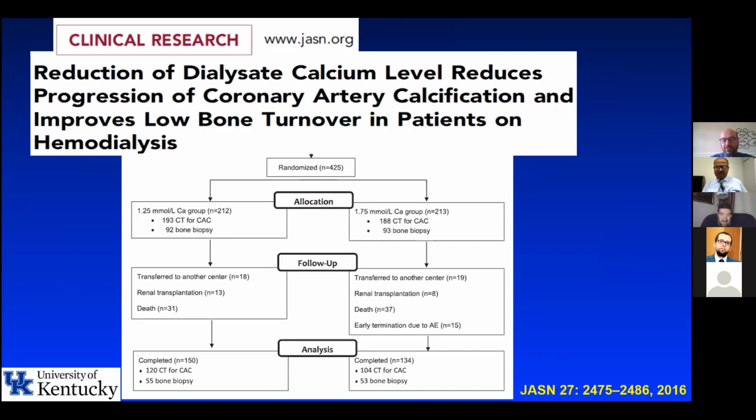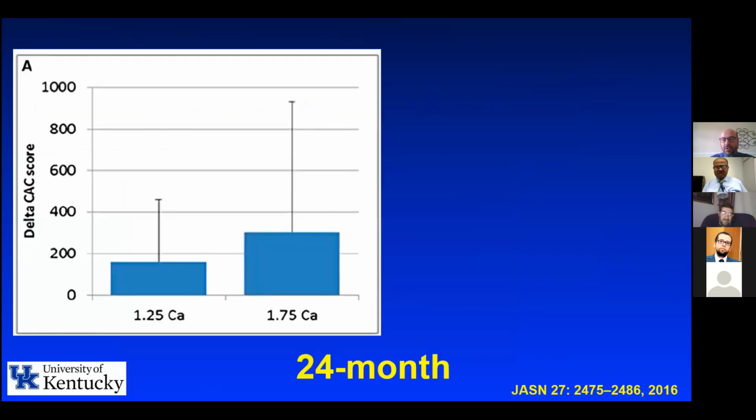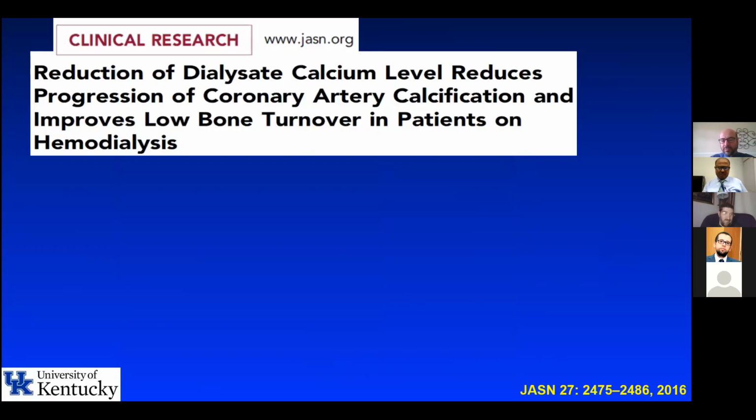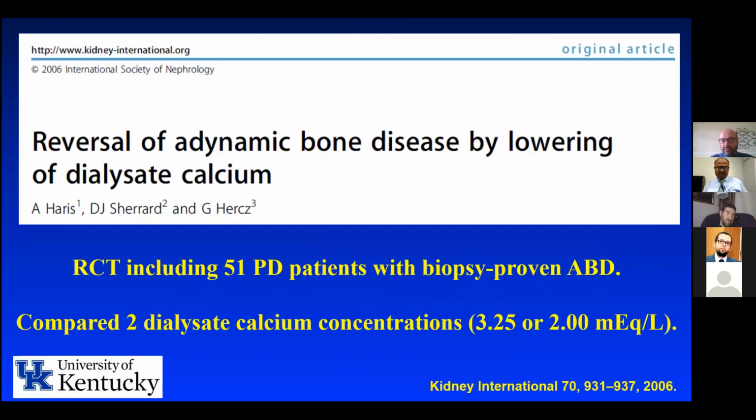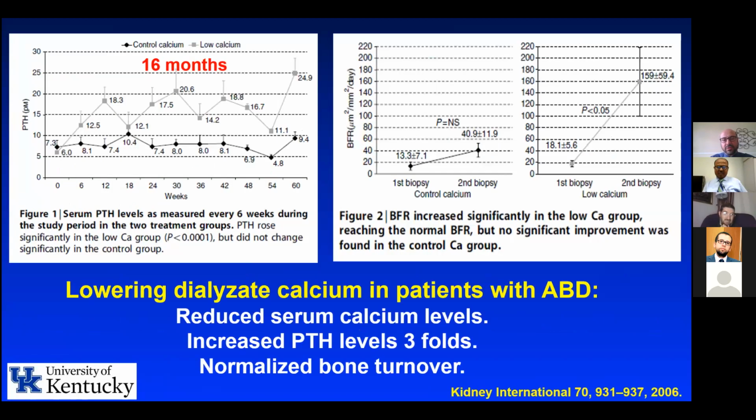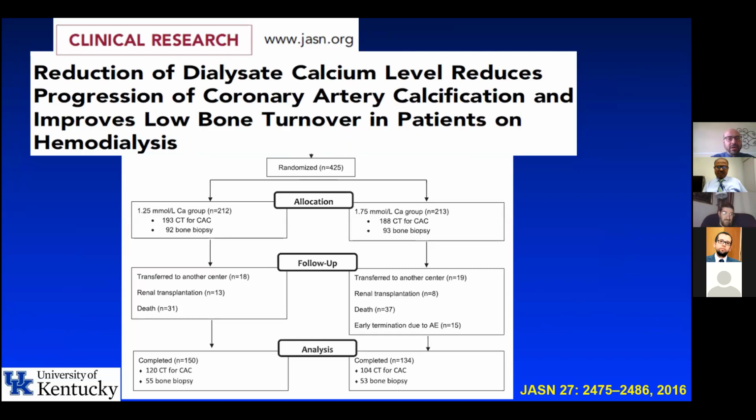Milliequivalent. Right. So here I'll go back to this study of the BD patients, because we know that BD patients have more of a chance of having low turnover bone disease or adynamic bone disease. So they compared just 3.25 and 2.0 milliequivalent per liter of calcium dialysate. In hemodialysis, the study here uses a higher calcium concentration in the dialysate.